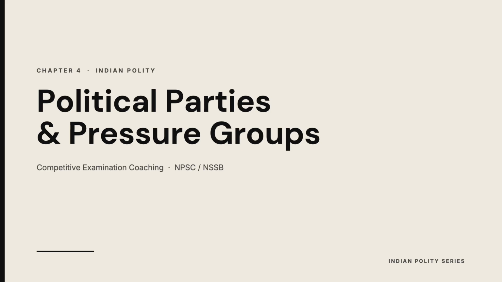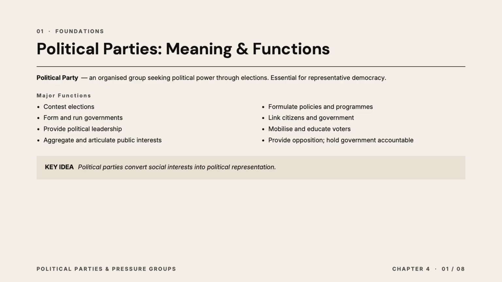Yeah. So next we will go to political parties and pressure groups. A political party is an organized group seeking political power through elections. It is essential for strengthening a democracy. Okay, I will not list out the functions. You know what a political party is and its functions: to contest elections, to form and run governments, and so forth. I will skip that.